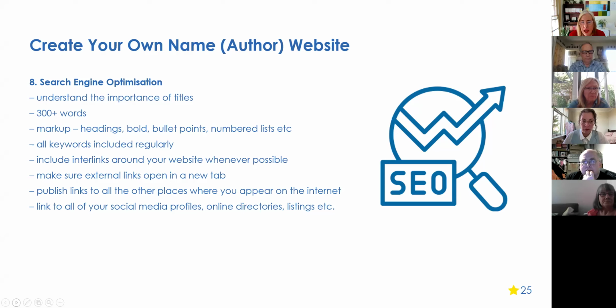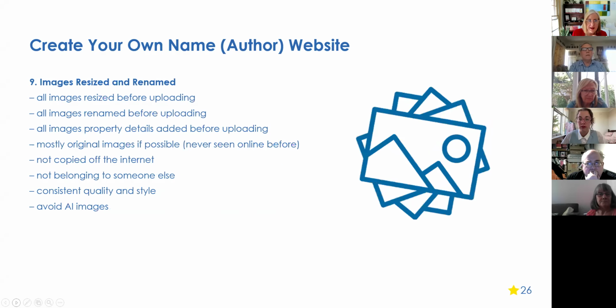And also, if you do get content published anywhere else on the internet, you want to link to that on your website. So when the robots come in and visit your website, they'll see, oh, Sue's been published on all these other places, so Sue is therefore more important because she has more content on other websites. So I link to all of those. I can't reproduce the content, but I can link to all those other places on the internet, including all my social media profiles, any online directories or listings.